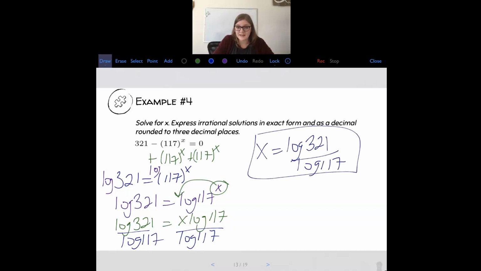So this is the exact form of the solution, and then we can plug it into our calculator to find the decimal. So we do log 321 divided by log 117. If you use the natural logarithm or if you're curious, plug both into your calculator and you'll see that they're the same. So this is giving me 1.211934. So we're rounding to 3 decimal places. So this is 1.212.